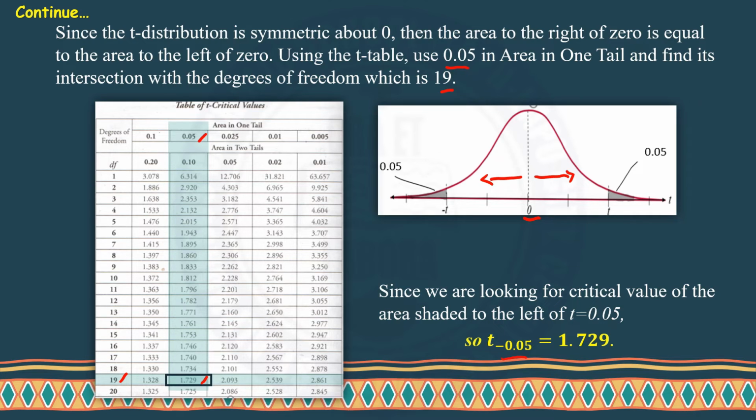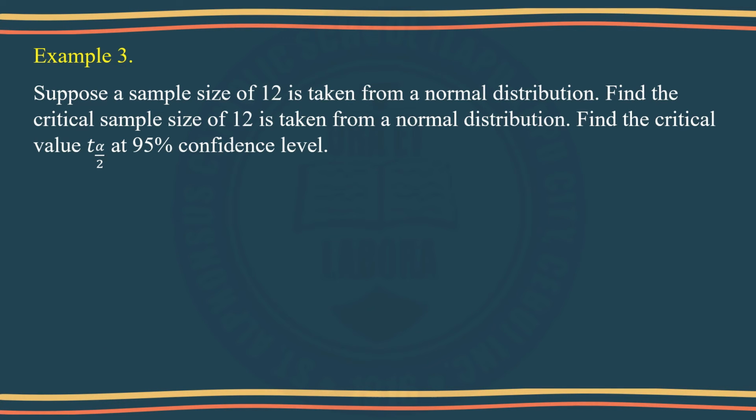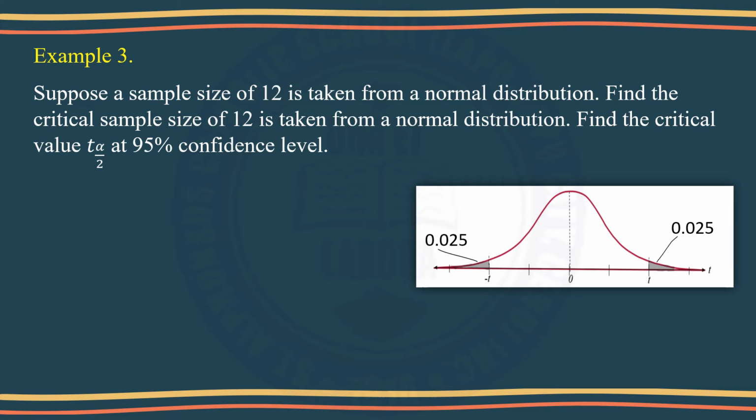It is negative because this area is located at the left. Another example. Suppose a sample size of 12 is taken from a normal distribution. Find the critical value of t sub alpha over 2 at 95% confidence level.